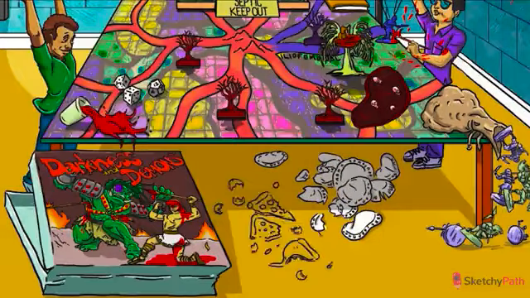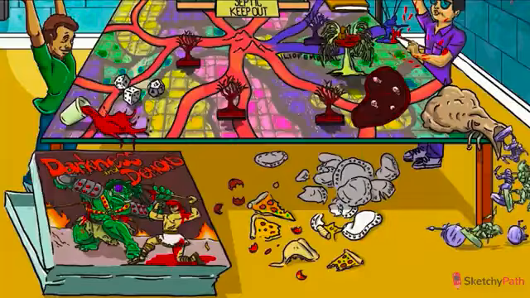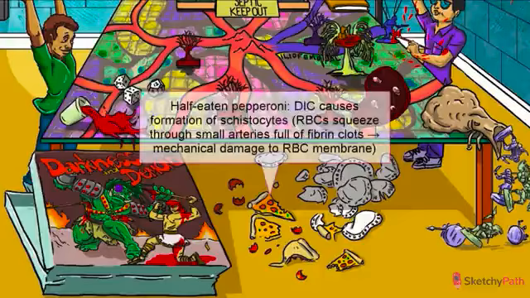On peripheral blood smear, you may find a few schistocytes, which are fragmented red blood cells caused by mechanical damage to the cell membrane. In this case, by the shearing force encountered as red blood cells try to squeeze through small arteries full of fibrin clots.